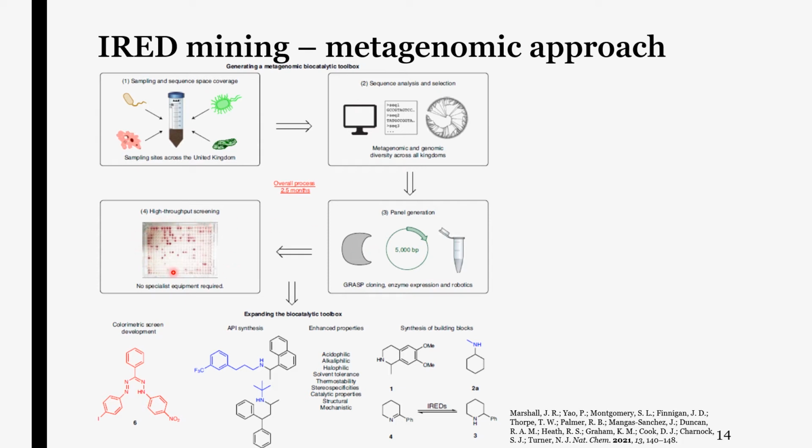Therefore, they developed an assay where they could detect NADP plus by a diaphorase mediated reduction of the tetrazolium salt, which led to the formation of the corresponding red-pink formazan dye. And with this approach, they could identify 300 new imine reductases, which could also accept rather demanding ketones and amines for active pharmaceutical ingredients.